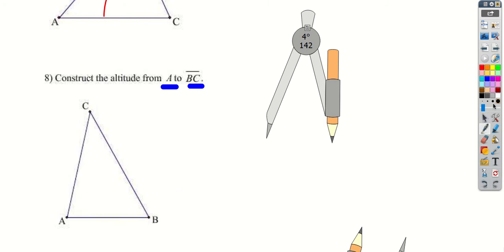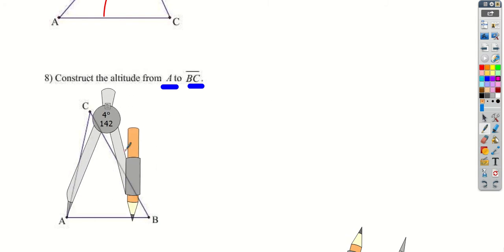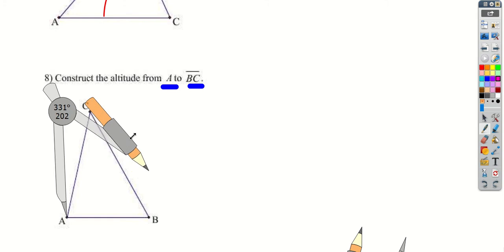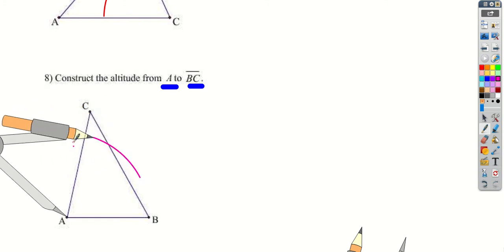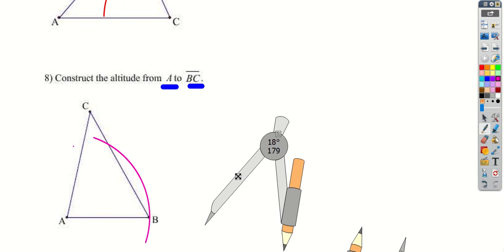All I'm going to do is take my compass, place it on A, because that's where I want the line to go through. I have to make a circle that intersects BC twice. Open the compass so it's going to cross past the line. Make sure it hits twice. If it's off, make sure we extend it. It's going through right there.